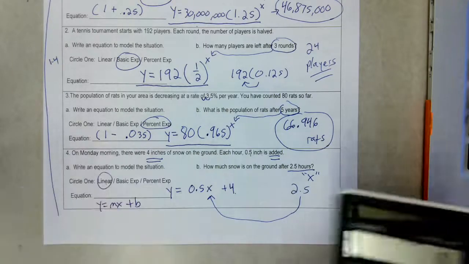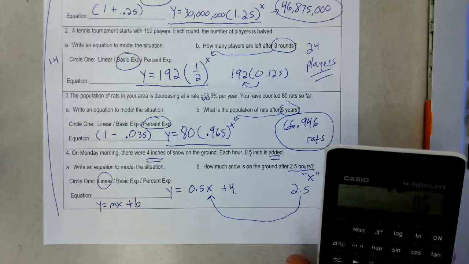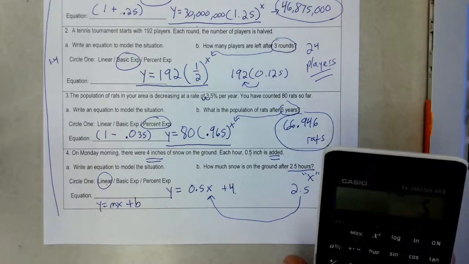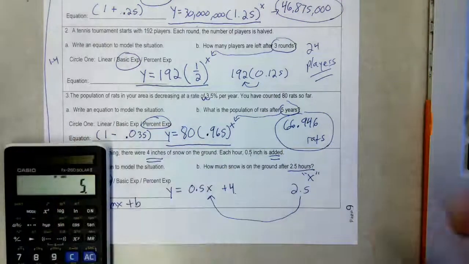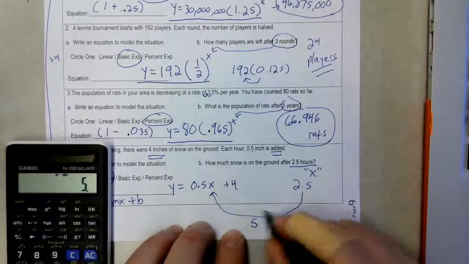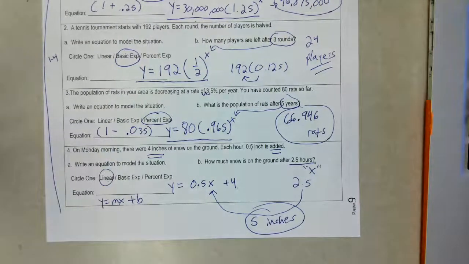So I'm going to do 2.5 times 0.5, which is my slope, multiply that by 4. You have 5 inches of snow on the ground, 5 inches, after 2.5 hours. Maybe a potential snow day. We'll see. All right, thank you so much.